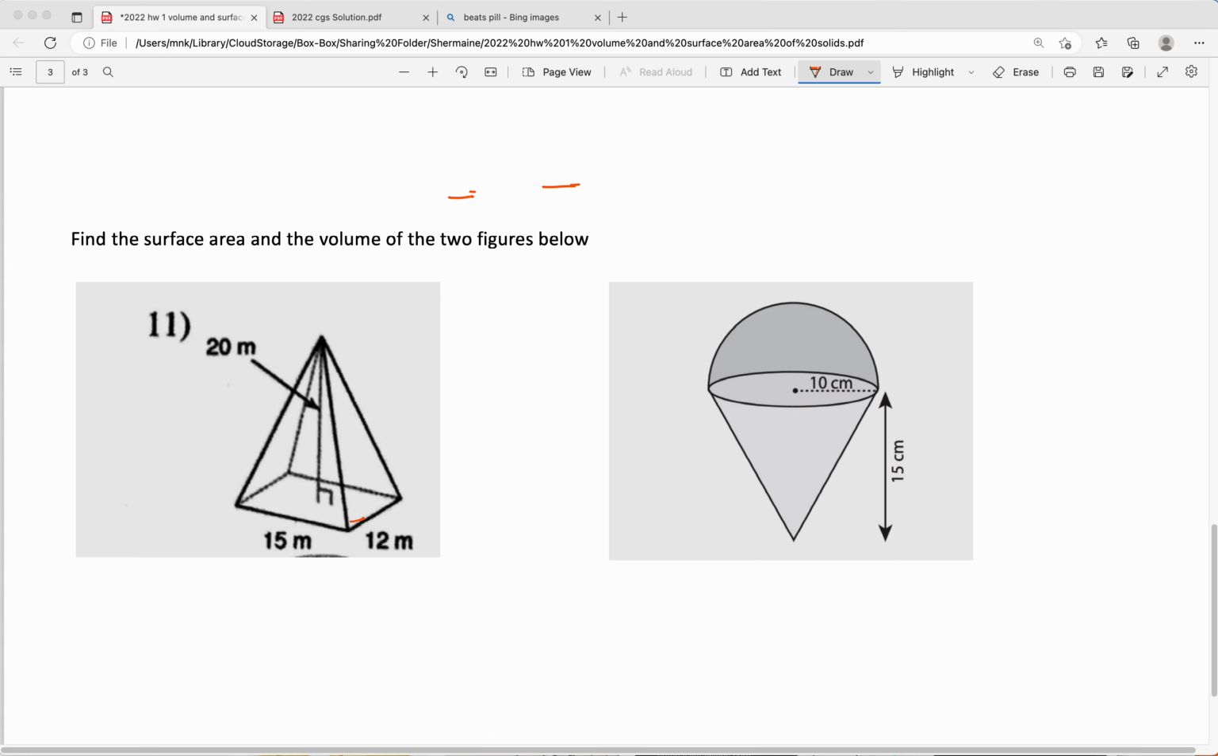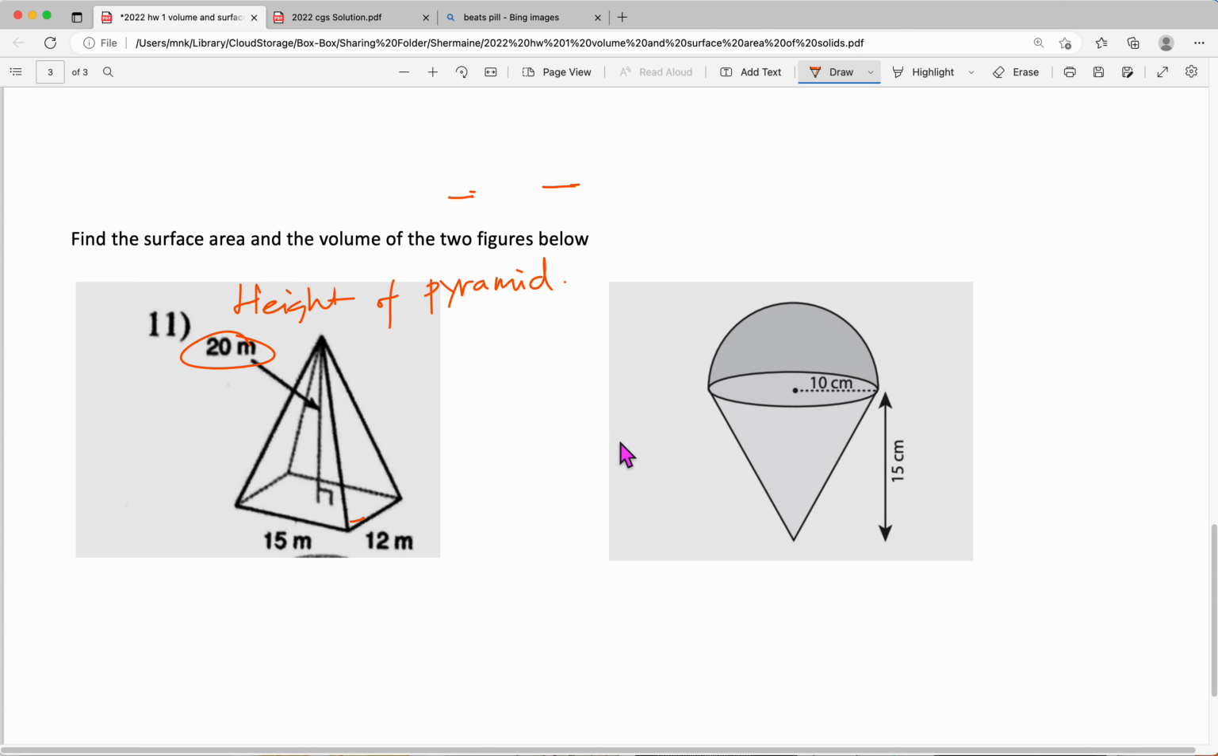Okay, first thing first. This 20 is the height of what? The front, here, right? Is the 20 inside, right? So it's the height of the pyramid. Okay, so height of a pyramid.